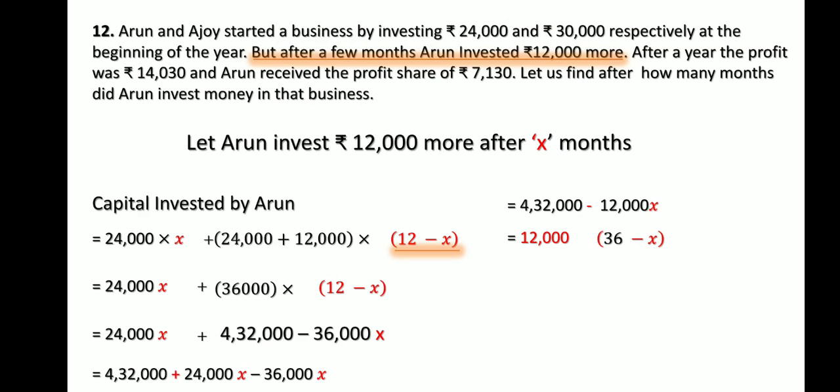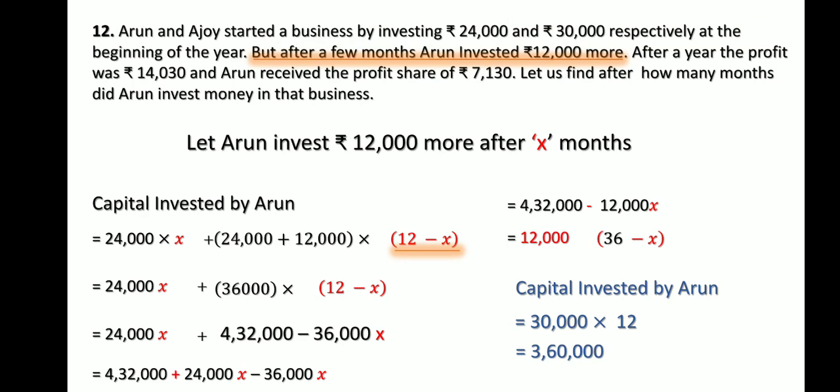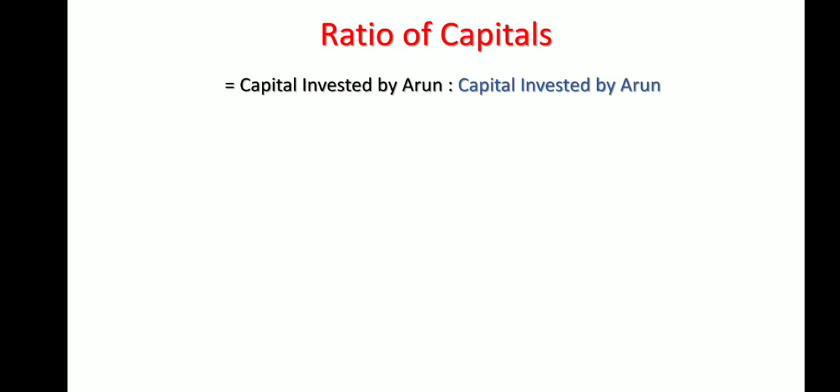Now we can calculate the capital invested by Ajay, and since nothing is mentioned about Ajay, whether he has brought more money or withdrawn any money, his capital remains invested in the business for the entire 12 months. So that is 30,000 into 12, that gives us 3,60,000. So now we know the capital of both the partners. So we calculate the ratio of capitals.